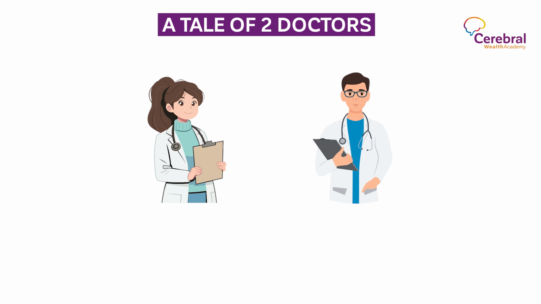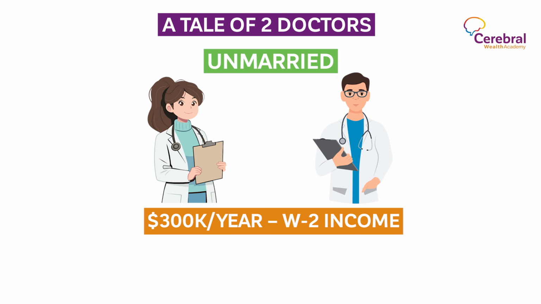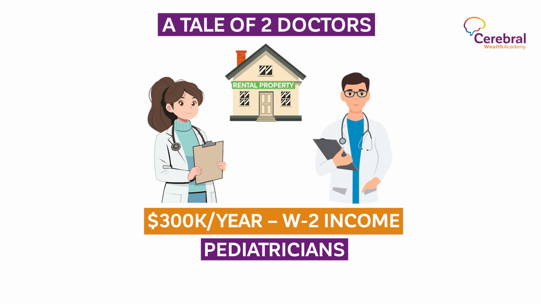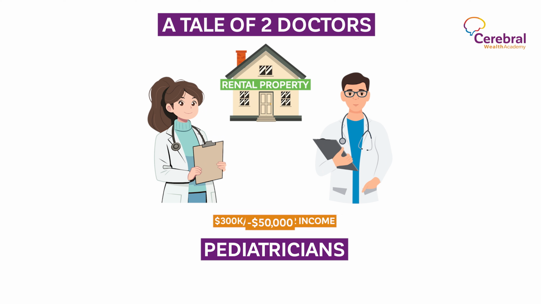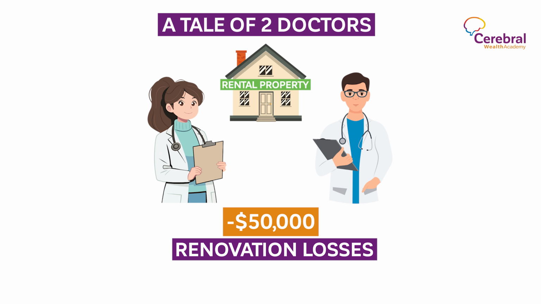Dr. Anna and Dr. Basil are alike in many ways. They are both unmarried and both earn a W-2 of $300,000 a year as pediatricians. They also both own several rental properties that have run-up losses of $50,000 due to renovations, etc.